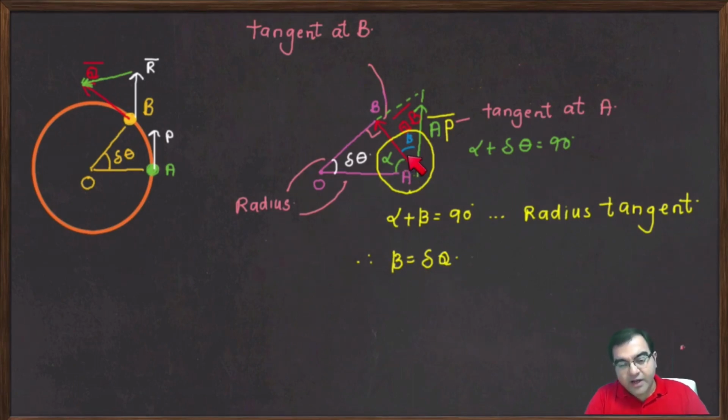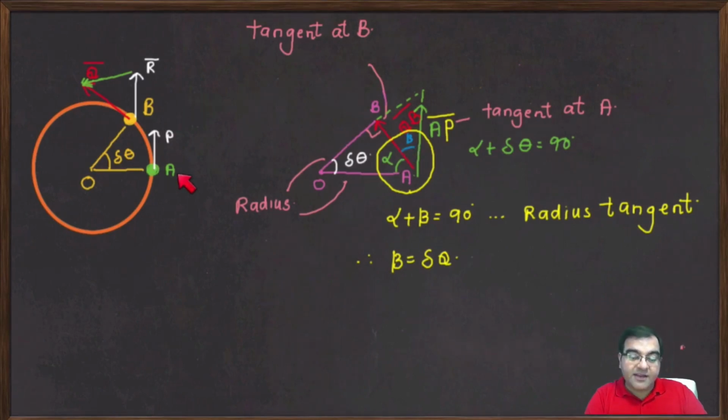Now we need to figure out where this beta is in this diagram. Now what is beta? Beta is the angle between two tangents. Remember carefully. This tangent AP bar is the tangent at A. This tangent QB bar, this red one, is a tangent at B. So the angle between these two tangents was called beta.